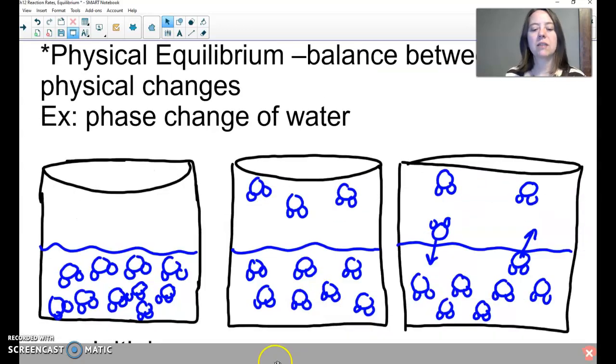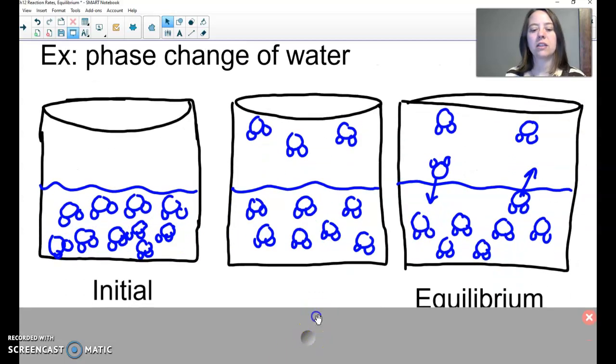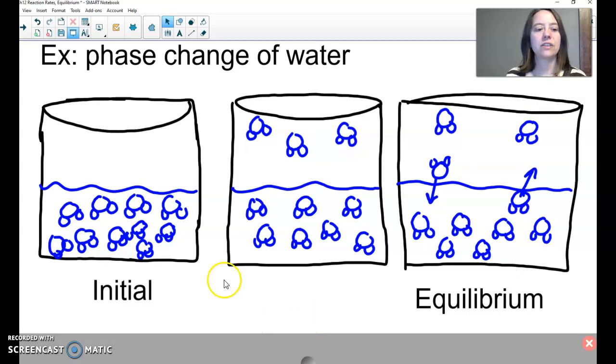So please take a minute and make this drawing. So what do we have here? We have a beaker, and you can probably make a nicer beaker than mine, and it has 1, 2, 3, 4, 5, 6, 7, 8, 9, 10 molecules of water in the liquid phase, and that's the initial state of the system. And then some time passes, and we see that some of the water evaporates. So now we have 3 molecules in the gas phase and 7 molecules in the liquid phase.